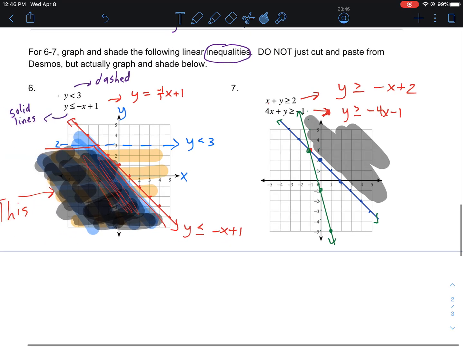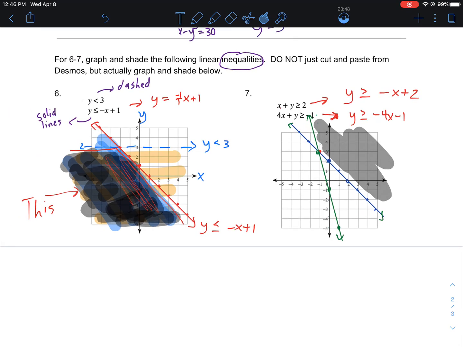All right, so that is how we could shade and graph systems of linear inequalities. Again, you can use this video to turn in this assignment as well as any other ones in Unit 4. There's a Unit 4 project, don't forget. This can significantly help you answer those questions.